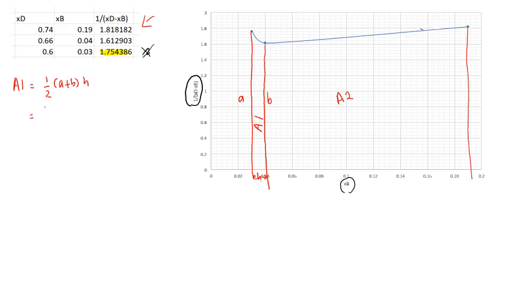So area A1 is 1 over 2 times A, which is 1.754, plus B, which is 1.613, times the height. The height is the difference between these two values, so it's 0.04 minus 0.03. Then you can calculate this and you get the area A1. You can check my answers if it's correct. Is it 0.0168?